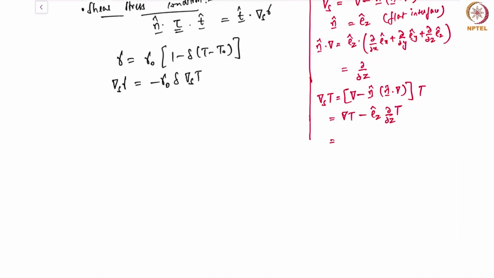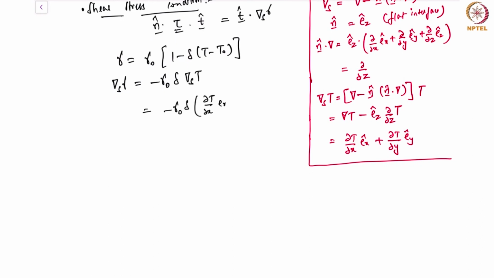Now the gradient of T has three derivatives, that is del by del x, del by del y, and del by del z. The last term will cancel out and we simply have del T by del x of Ex plus del T by del y of Ey. So that basically goes into my expression here, and this essentially becomes minus gamma naught delta times del T by del x Ex plus del T by del y Ey.